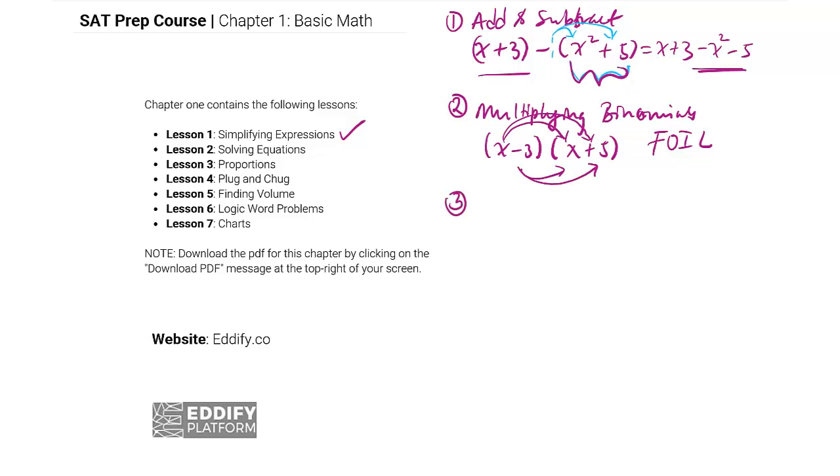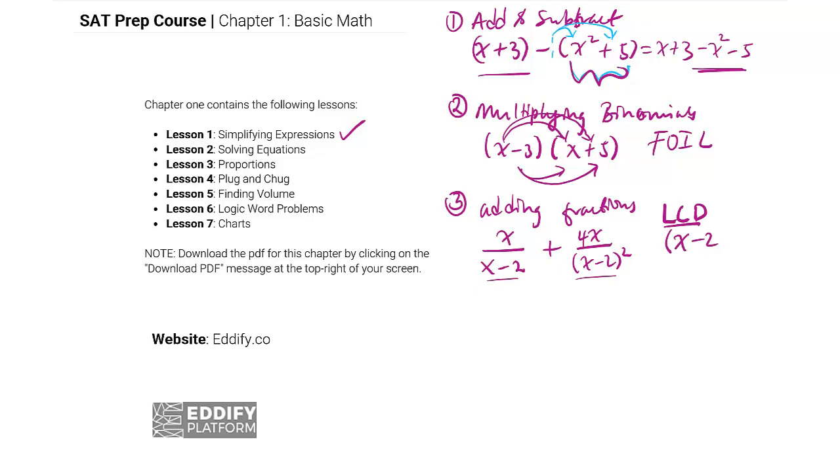Third idea was adding fractions. You might call these complex fractions. An example of that would be when you had x over x minus 2 plus x, maybe 4x, over x minus 2 to the second power. We had to find the least common denominator, and we found out the least common denominator is basically what everything has to be represented. So in our case, it would be x minus 2 squared.